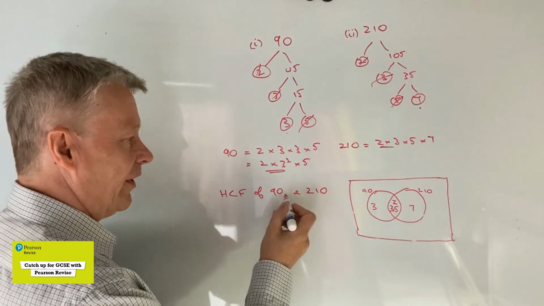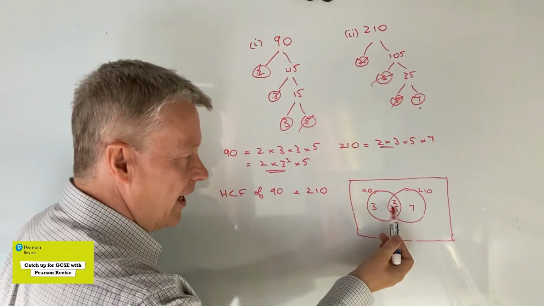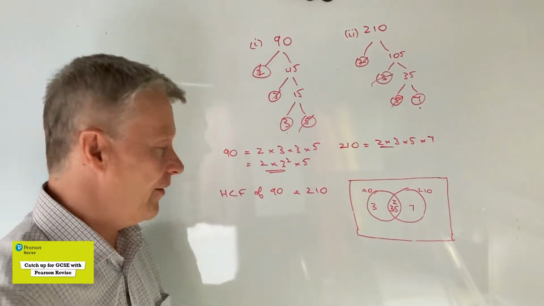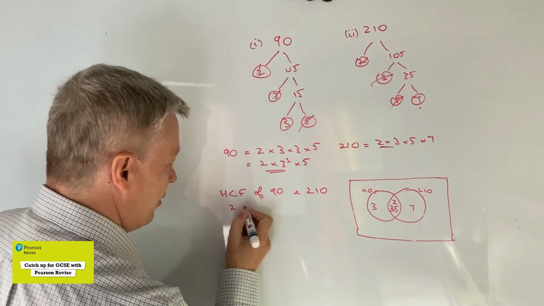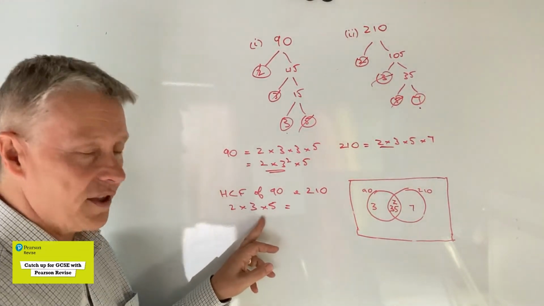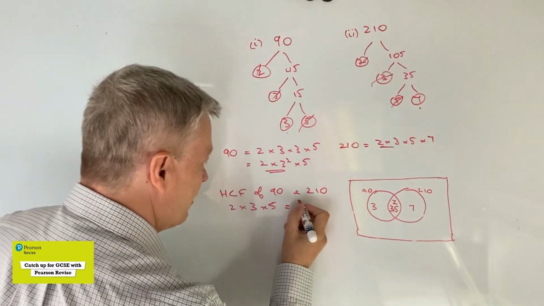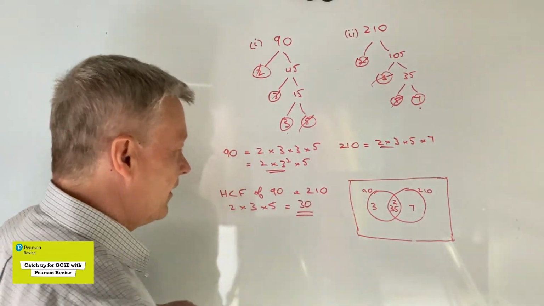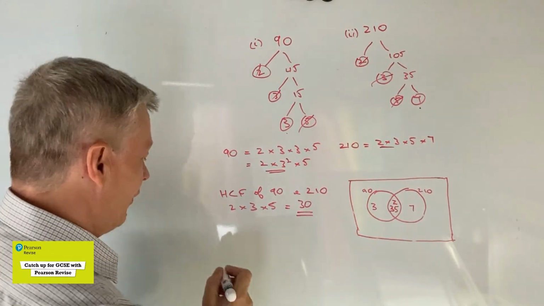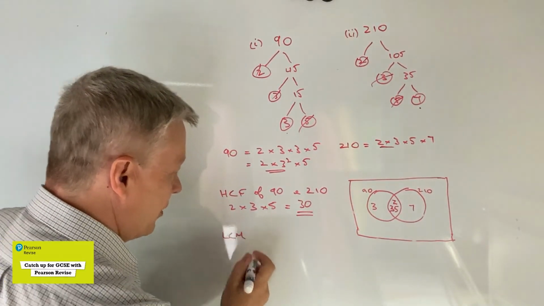So the highest common factor of 90 and 210 is the numbers in the middle here multiplied together. So it's going to be 2 times 3 times 5. 2 times 3 is 6. 6 times 5 is 30. So the highest common factor of 90 and 210 is 30.